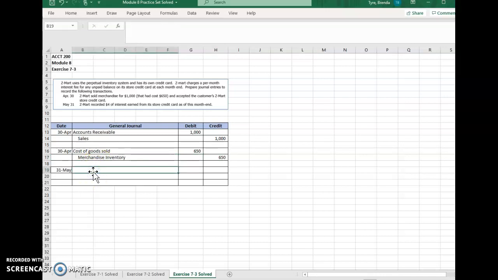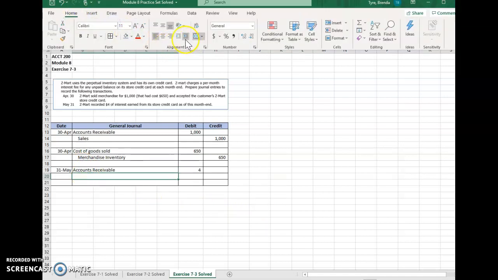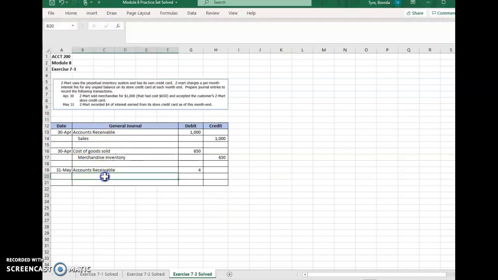And we take that out of our inventory account. On the 31st of May, we record the interest earned on our credit card. So now we increase the accounts receivable because we haven't received it yet. We will receive it when they pay it, $4, and our credit here is to an account called interest revenue. And that is the end of lesson 1.